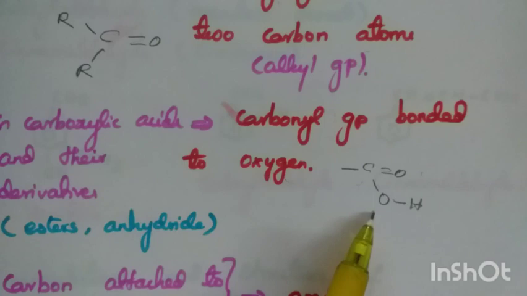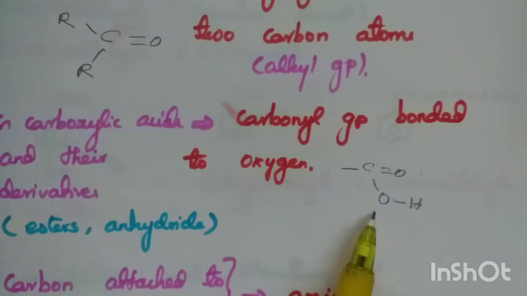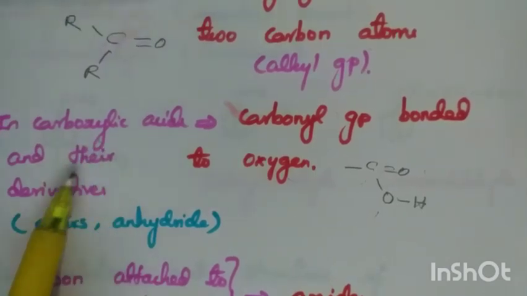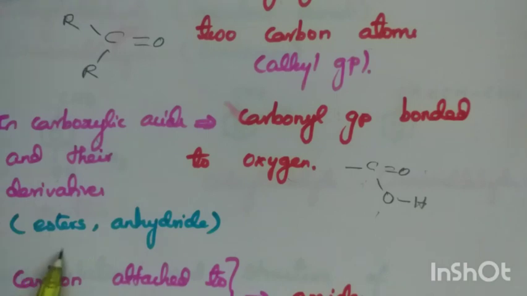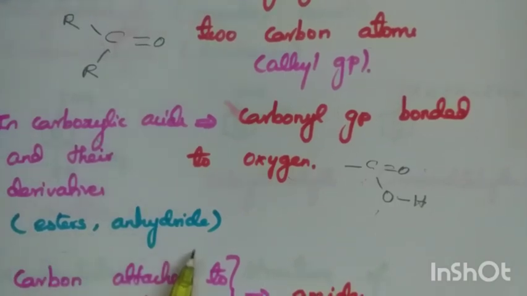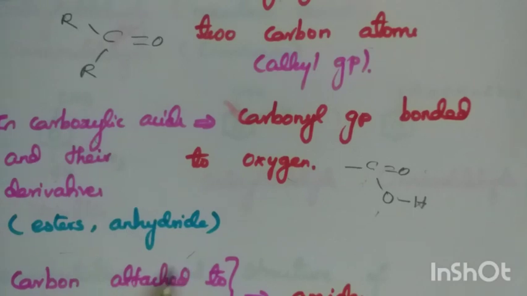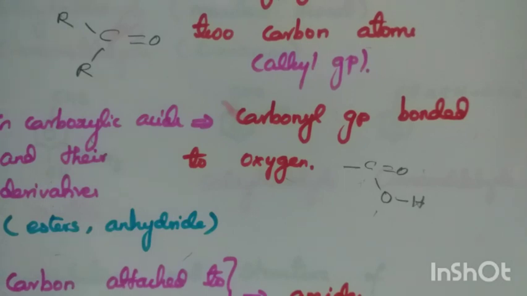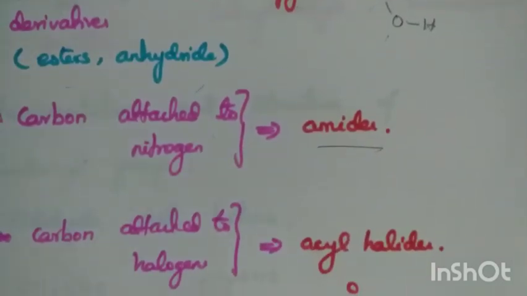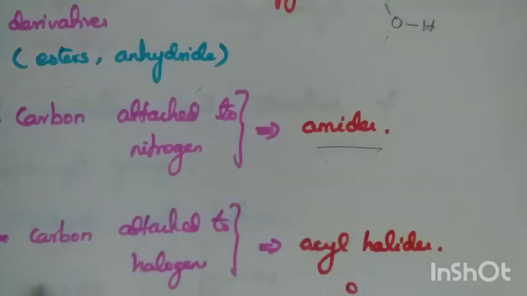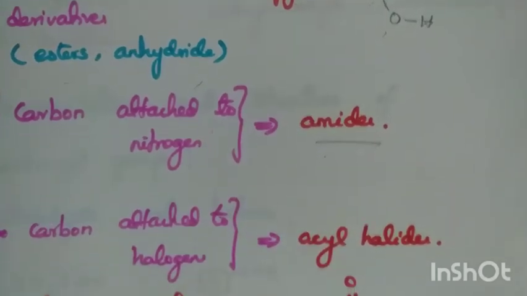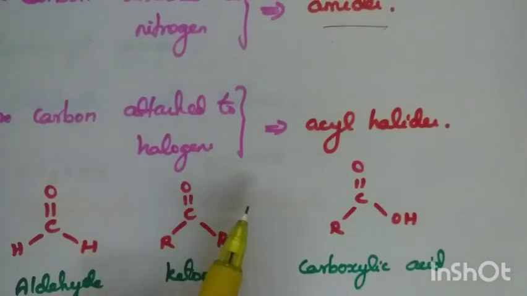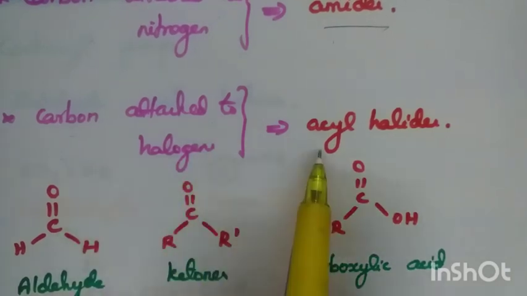So the carbonyl group is bonded to oxygen. Now, not only in carboxylic acids but also in their derivatives. What are the derivatives? Esters, acid anhydride. Carbon attached to nitrogen is called amide. And carbon attached to halogen is called acid halide.